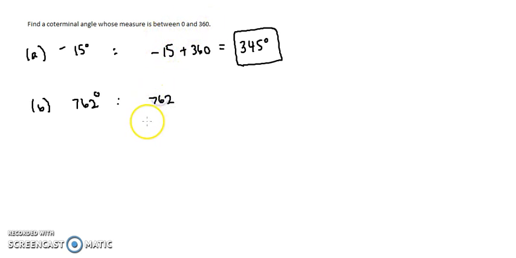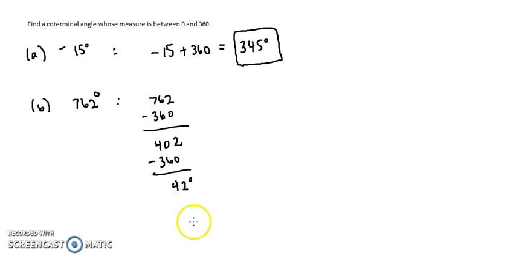So let's say we have 762 and we say, okay, we're going to subtract 360 and we're going to get 402. All right, is 402 between 0 and 360? No. We got closer, but we're still not there. So we're going to have to subtract 360 again. So we get 42 degrees. Is that between 0 and 360? Yes. Okay, so our coterminal angle is 42 degrees.